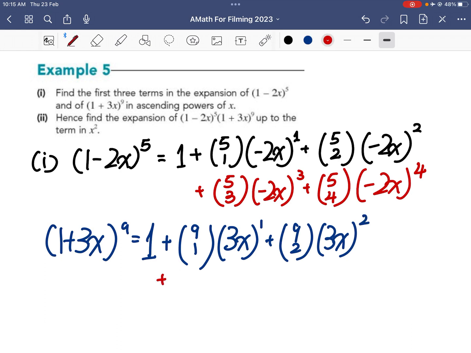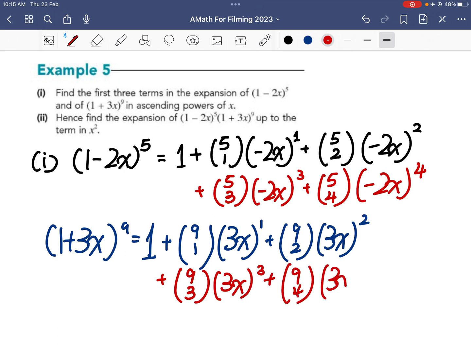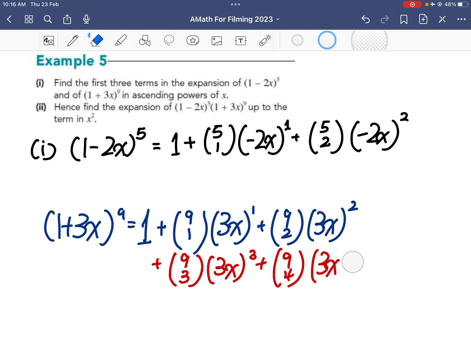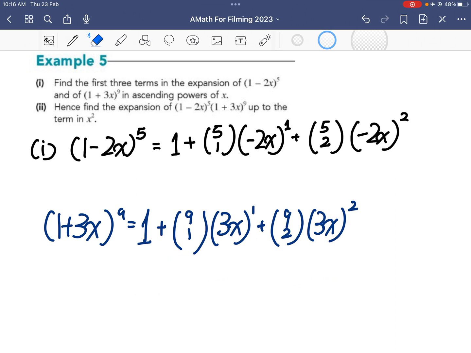Then I will write in red color. You don't need to do this because they ask you for the first three terms, but I just want to show you how the pattern works. 9 choose 3, (3x)^3, plus 9 choose 4, (3x)^4, and so on and so forth. But the terms in red do not need to be written down. So what I'm going to do here is I'm going to erase this and erase this.